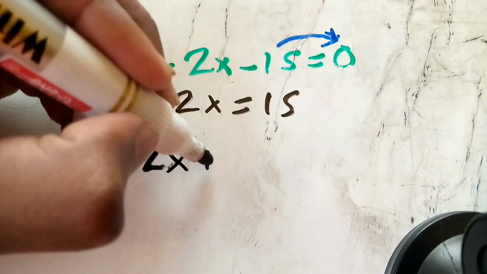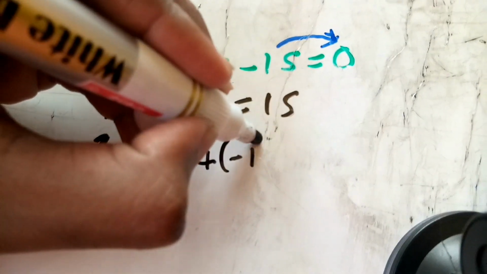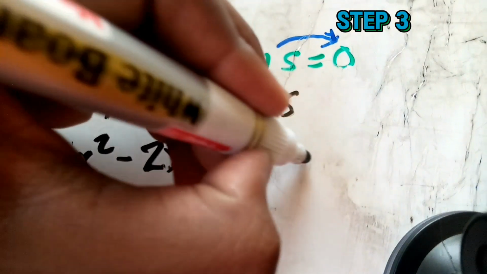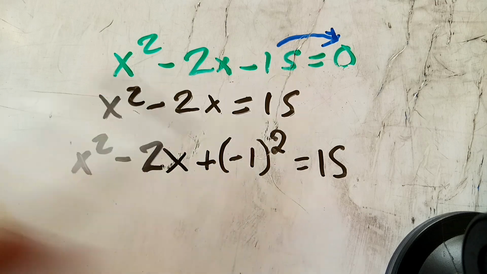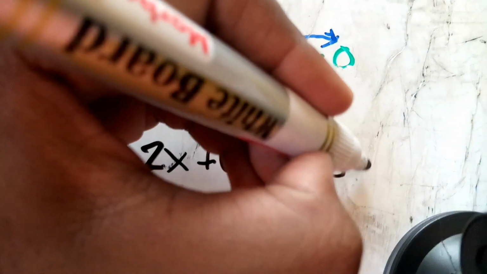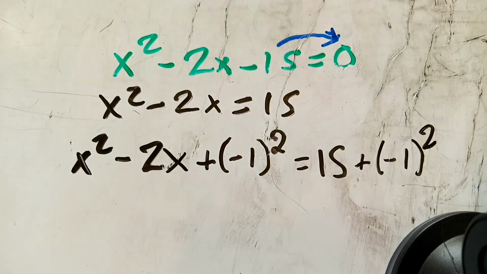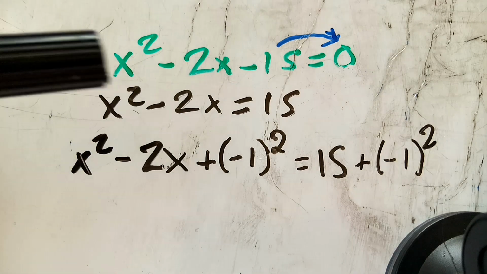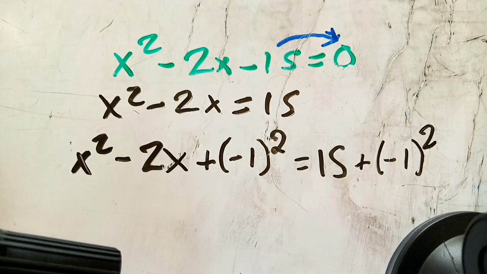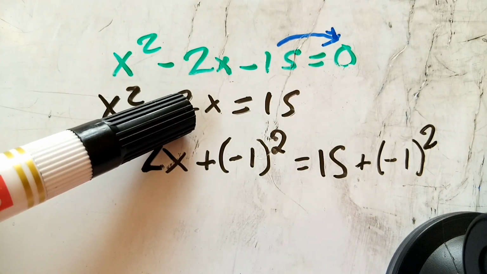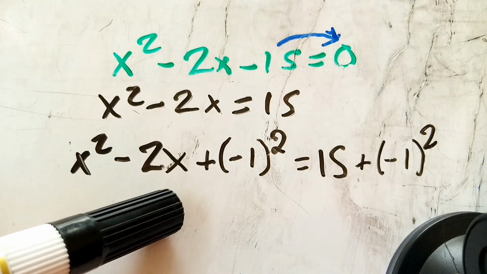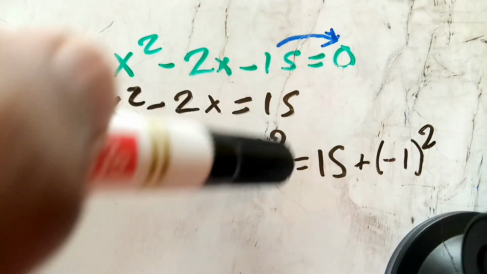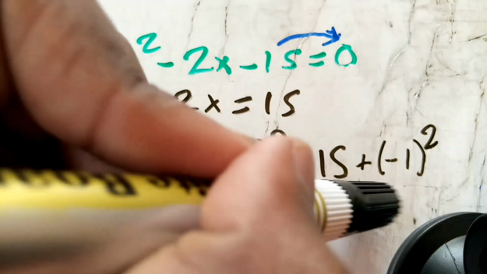We're going to say plus negative 1 squared, and then we're going to say 15. If we're introducing this negative 1 here, we're also going to introduce it on the other side, so we say plus negative 1 squared. So I said we find half of the number which is multiplied to x, and then we put it here. Half of negative 2 is negative 1. So I'm going to say x squared minus 2x plus negative 1 squared is equal to 15 plus negative 1 squared.